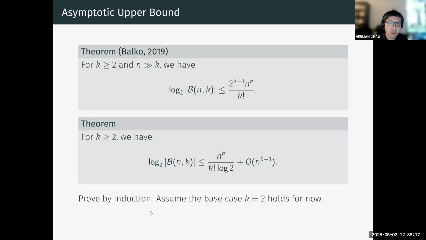The proof for this will involve contraction and deletion, and we'll prove this refined upper bound by induction. And then I'll defer the base case until later, where we'll talk about a slightly different tool to handle the base case k equals 2. And I should mention this really holds starting at k equals 2, because when k equals 1, you're looking at the size of just the symmetric group. And in that case, it is not true that the log of the size of the symmetric group is bounded by n.